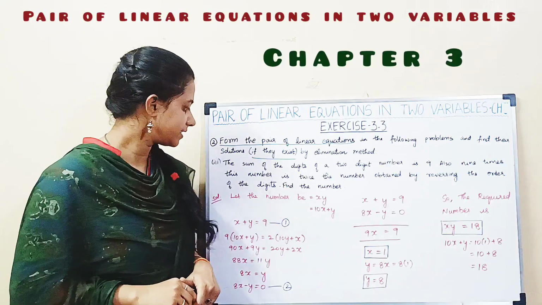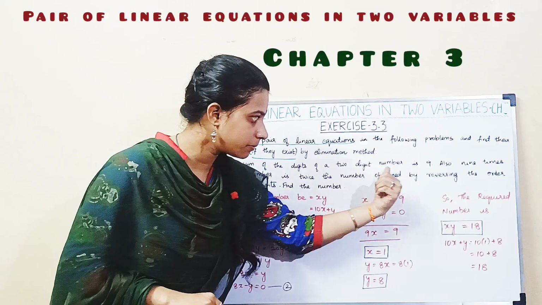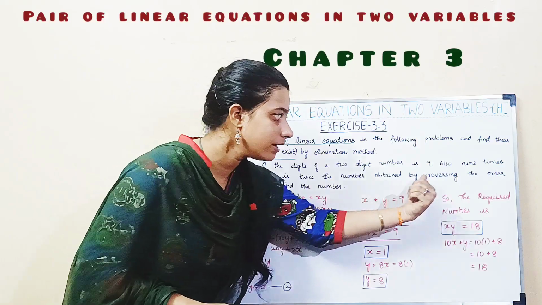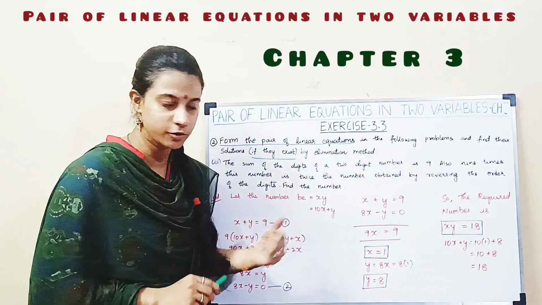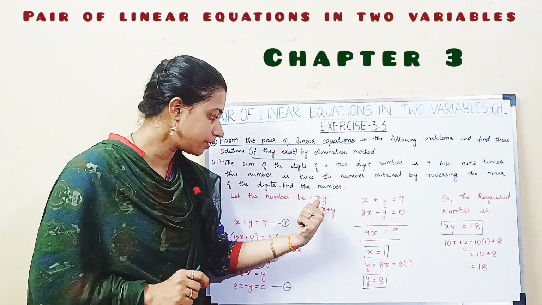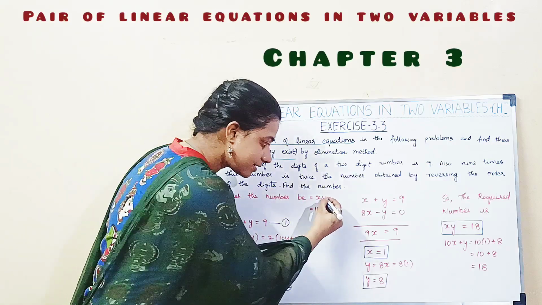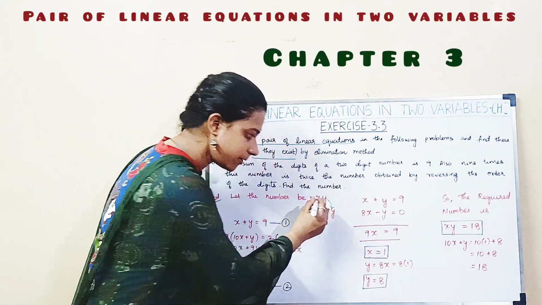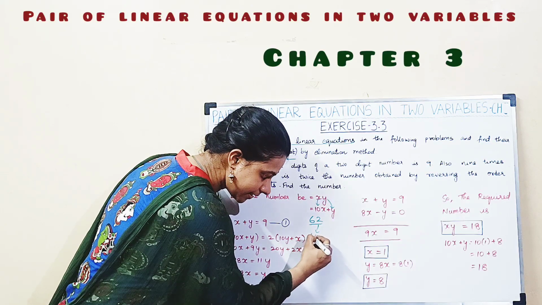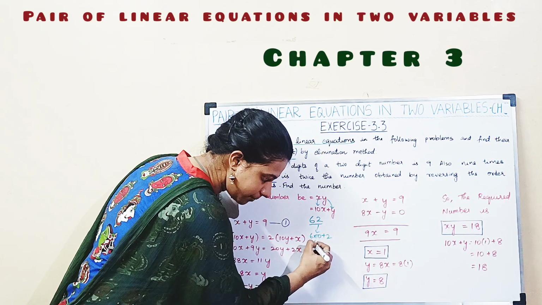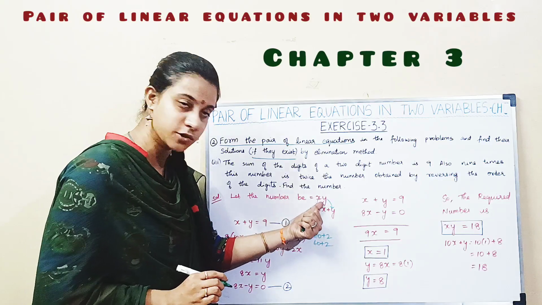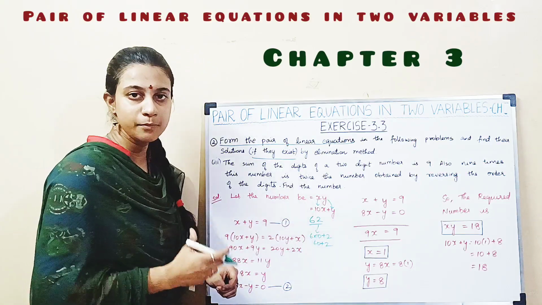Now the third subdivision reads that the sum of the digits of a 2-digit number is 9. Also 9 times this number is twice the number obtained by reversing the order of the digits. Find the number. Now let us assume the number to be xy. So how will we write this 2-digit number? We will write it as 10x plus y, since y is the 1's digit and x is the 10's digit. For example, if we take 62, we can write this number as 6 into 10 plus 2, which is nothing but 60 plus 2, 62. So this is the way we are representing this 2-digit number xy also here.